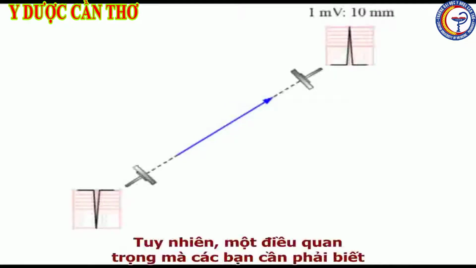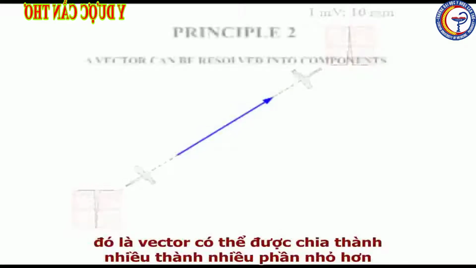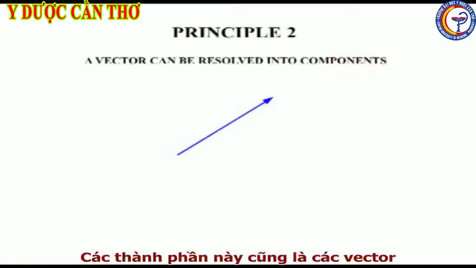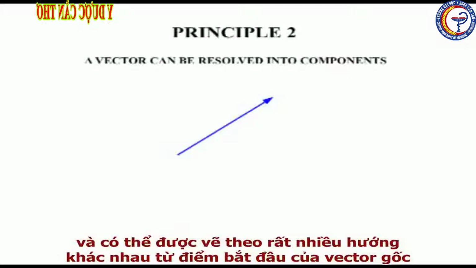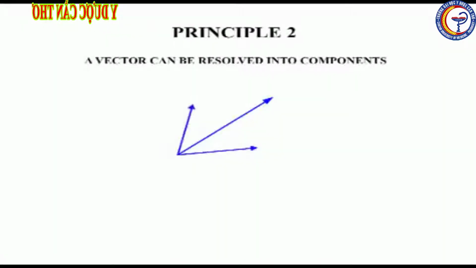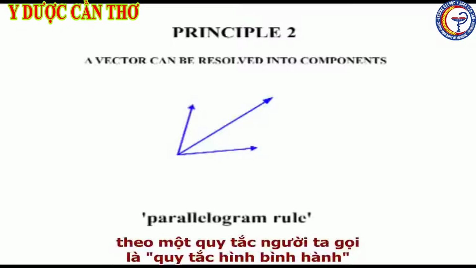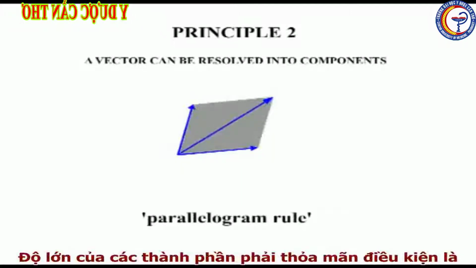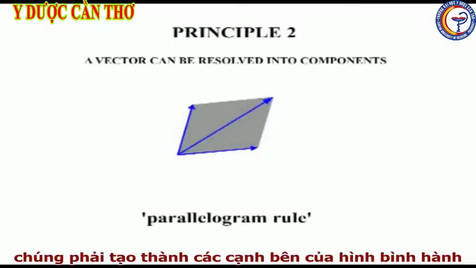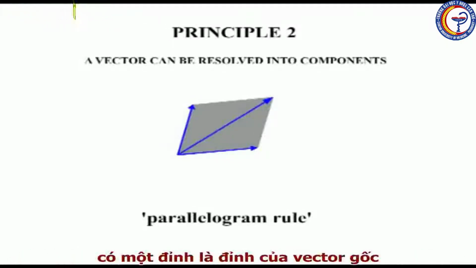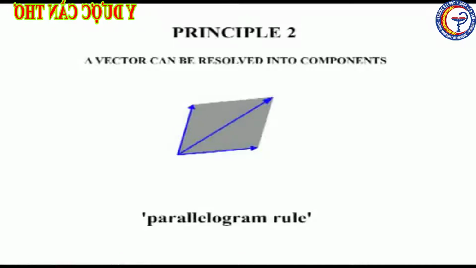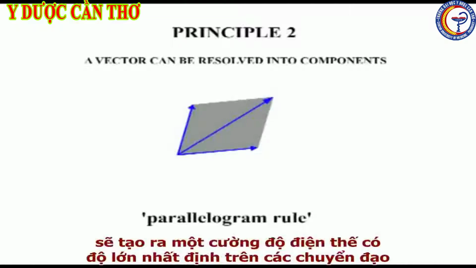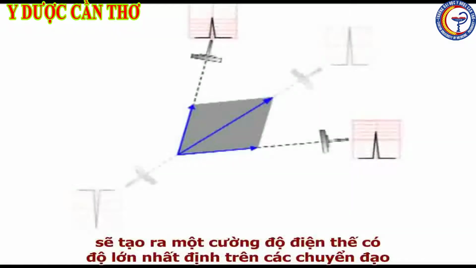This is simple enough. However, it is important to realize that vectors can be resolved into smaller components traveling in different directions. Components are also vectors and may be drawn in many different directions off the initial point of the parent vector, in accordance with the so-called parallelogram rule. As illustrated here, the magnitude of components are linked by the requirement that they form the sides of a parallelogram touching the apex of the parent vector. For our purposes, this means that a depolarizing vector produces an effect in leads positioned off its direct line of travel.